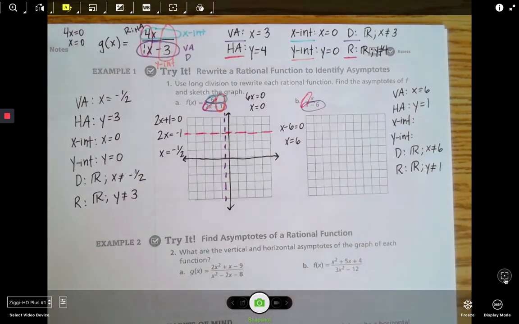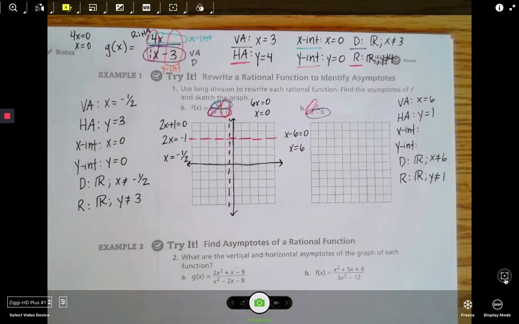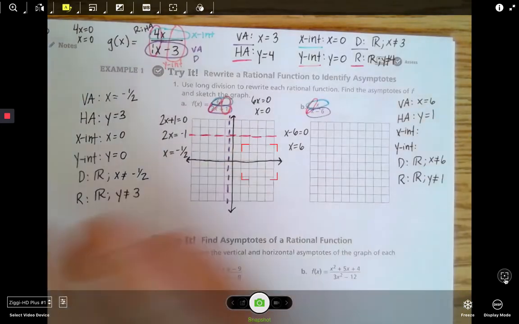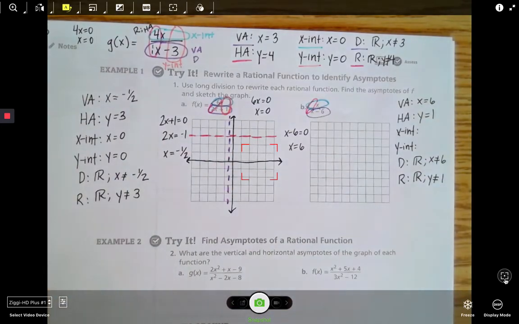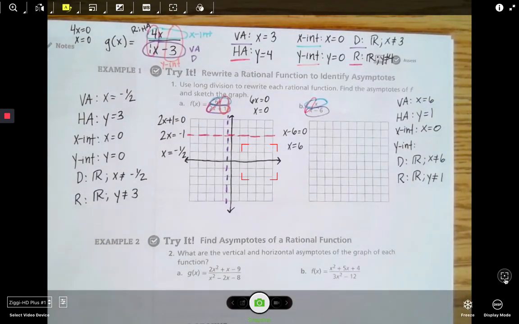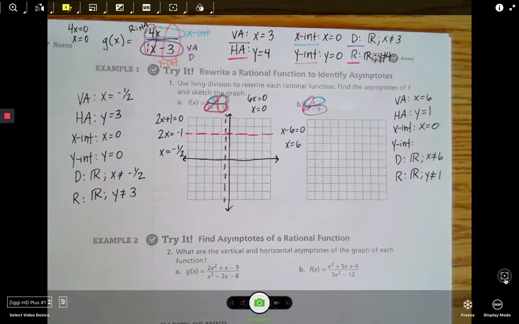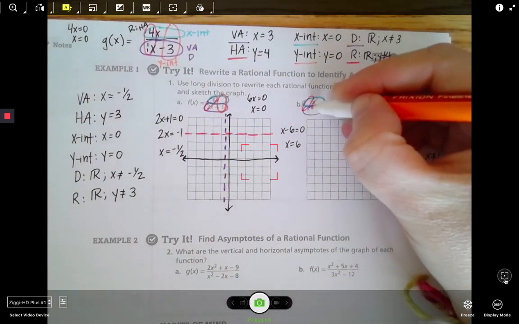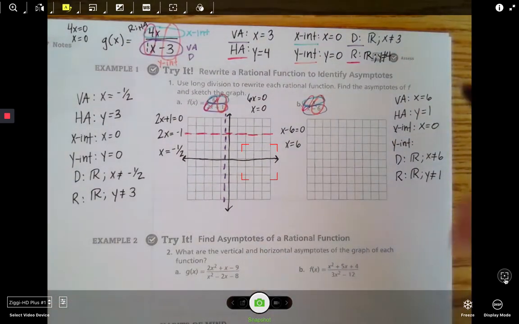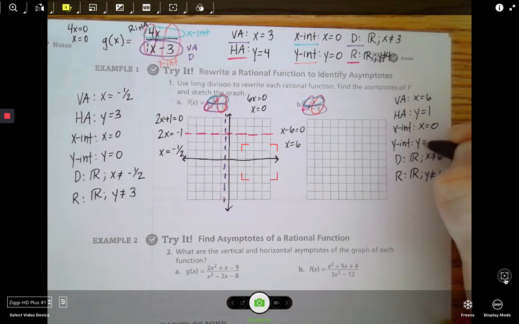Next, I'm going to look at my x-intercept that comes from the numerator. And we just say x equals what? X equals 0. And then last but not least is my y-intercept, which comes from your two constants. And mine's 0 over negative 6, and 0 over negative 6 simplifies to 0.